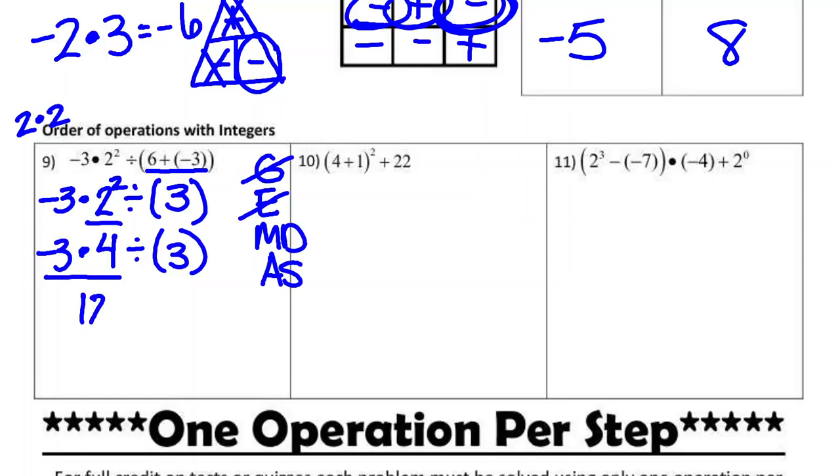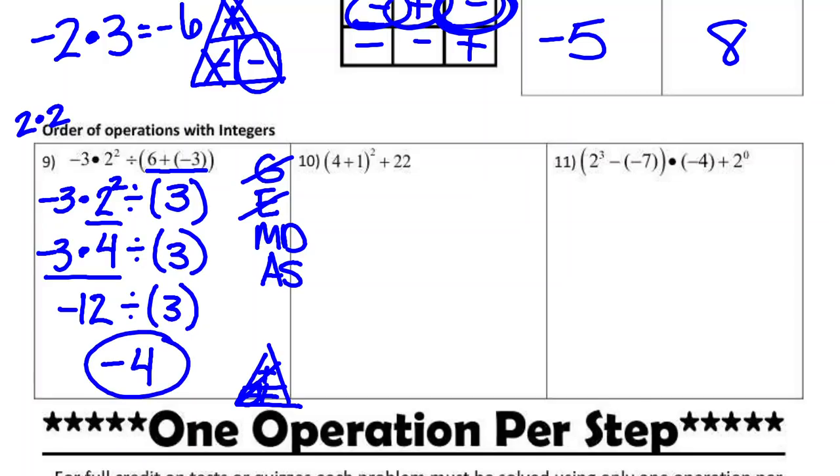A negative times a positive, and if you need to, draw the triangle. A negative times a positive is a negative, so it's a negative 12 divided by 3. And then a negative 12 divided by 3 would be a negative 4. Make sure you always circle your answer.